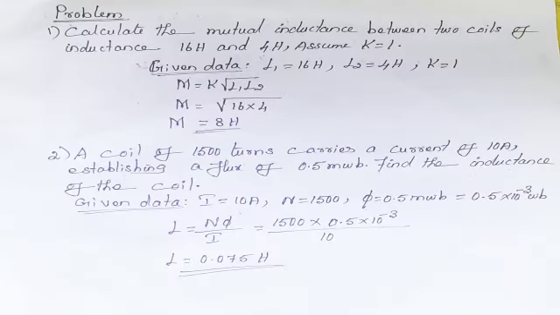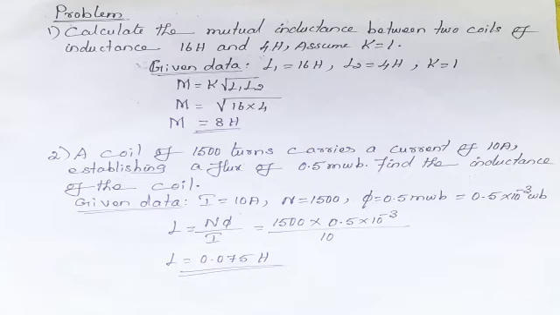Problem. First problem is to calculate mutual inductance between two coils of inductance 16 Henry and 4 Henry. Assume K is equal to 1. So given data: L1 equal to 16 Henry, L2 equal to 4 Henry, K is equal to 1. So the formula to calculate mutual inductance, M equal to K root of L1 L2. Substitute the values, we get 8 Henry.